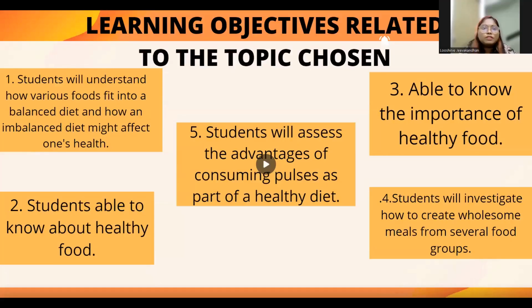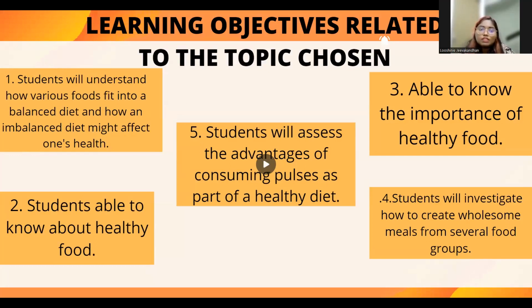So next, I will be talking about learning objectives related to the topic chosen. From what we have done, we have 5 objectives that we can clarify. First, students will understand how various foods fit into a balanced diet and how an imbalanced diet might affect one's health.